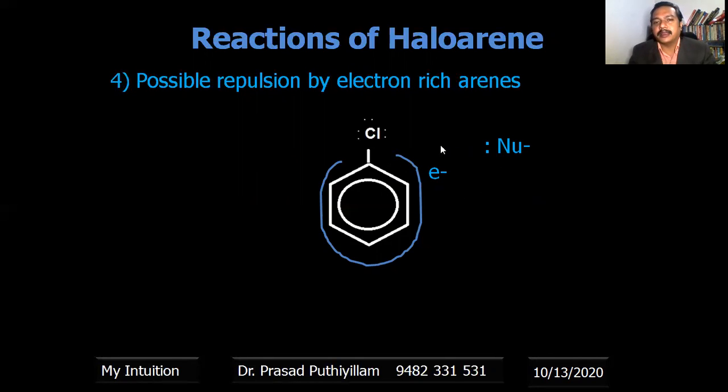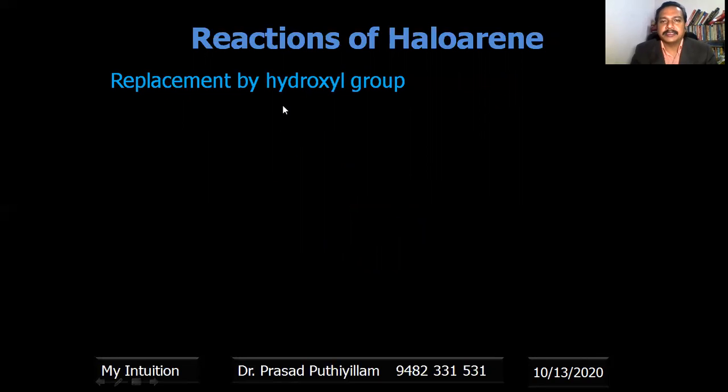Therefore, a nucleophile cannot attack or join to the carbon easily. In a nucleophilic substitution reaction, where the nucleophile also has a negative charge, the arenes have high electron density. Therefore, there will be a possibility of repulsion. But still, under drastic conditions, haloarenes undergo replacement reactions.